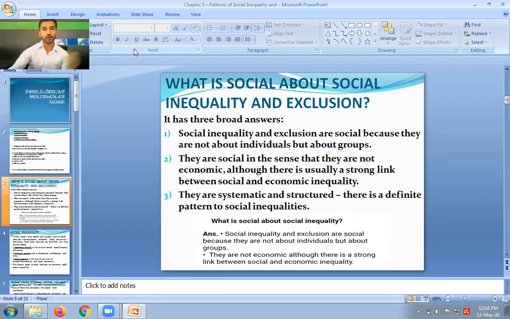All right. Now the first thing that comes in this chapter is, what is social about social inequality and exclusion. I've already told you that there is a pattern of social inequality and exclusion in our society. Why has that pattern been formed, why has that pattern been formulated? It has been formulated by the society itself, right?